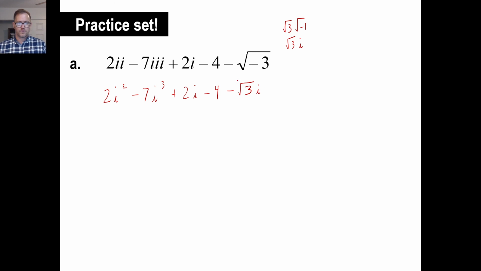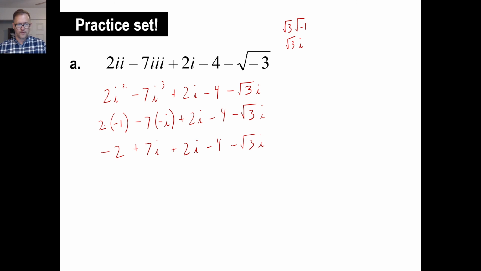Let's do our numbers. You know what? Forget it. Hold on. We need to take care of these i's first. So i squared, don't forget, is negative 1. i to the third is going to be negative i. 2i is the same. Negative 4, and then the square root of 3 times your i. Okay. Well, that'll be negative 2. That'll be positive 7i. That'll be still the same thing over here.